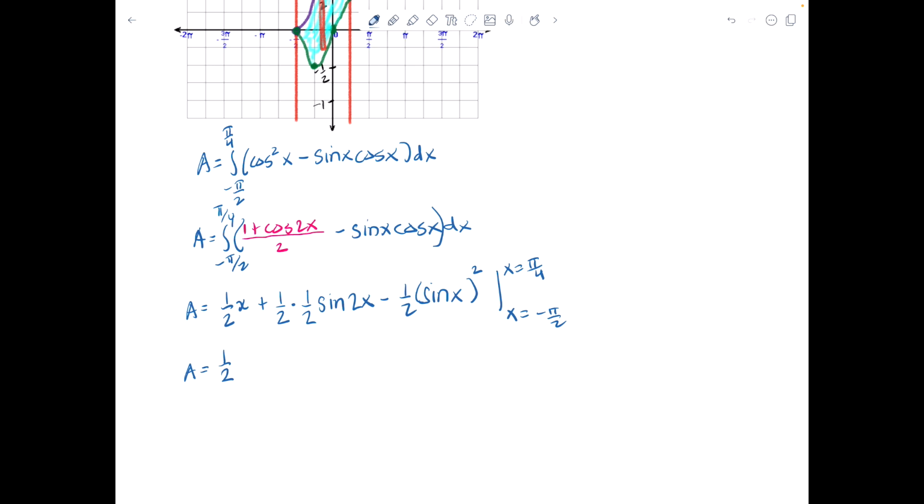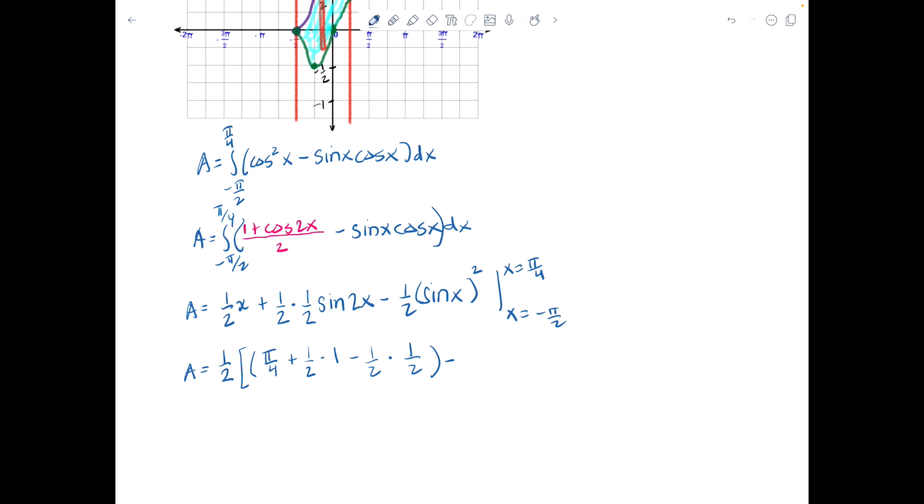So I'm going to go ahead and pull that out, and then we'll end up with, for our upper limit, we'll have pi over 4 plus 1/2 times sine at 2 times pi over 4 is sine at pi over 2. And that is just going to be 1. Minus 1/2 sine at pi over 4 is 1 over root 2, or root 2 over 2. When you square that, you get a half.